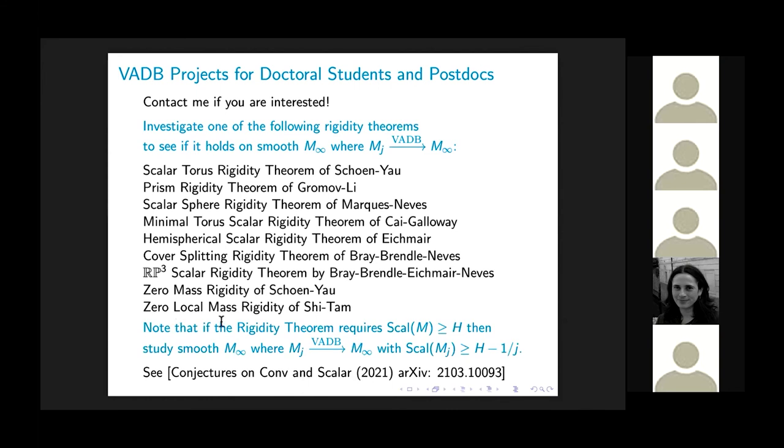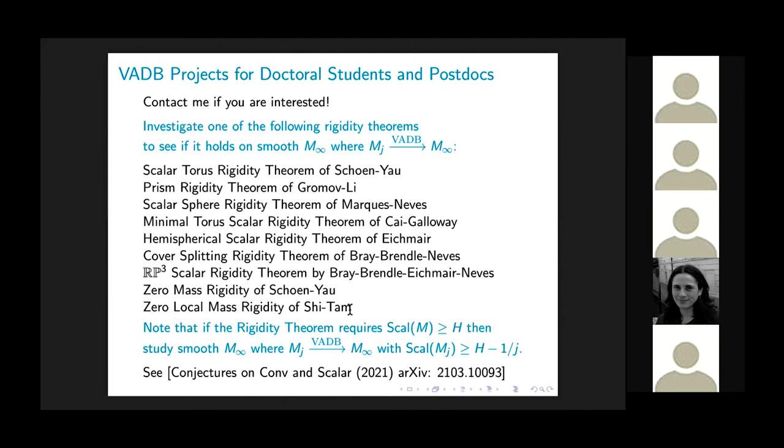Okay, so let's note, if a rigidity theorem requires scalar of M greater than or equal to H, when you look at all of these rigidity theorems, this one's been written up, okay, but everyone else has really not been written up that much. Note that if the rigidity theorems require scalar M greater than or equal to H, then you study smooth M infinity where M_j converges to M infinity with scalar M_j greater than or equal to H minus 1 over j. What you want to do is look at the case of VADB convergence to sort of test whether these theorems have a hope of still holding on the limit spaces. Which of these theorems should hold?